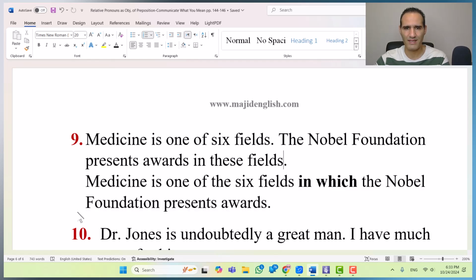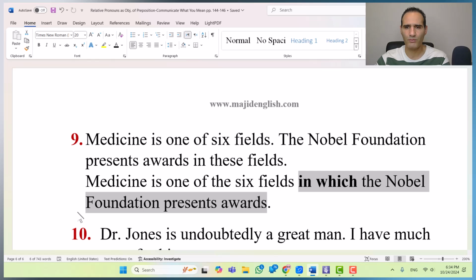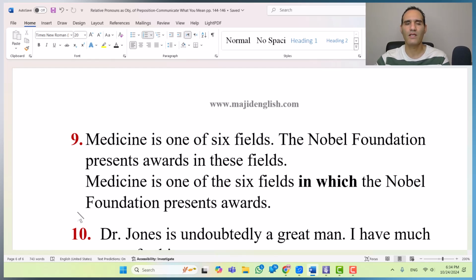So present awards in something. So it is in which. Medicine is one of the 6 fields in which the Nobel Foundation presents awards. Present is a verb, so the stress is on the second syllable. If it is an adjective, it is present. It is a verb, so present.